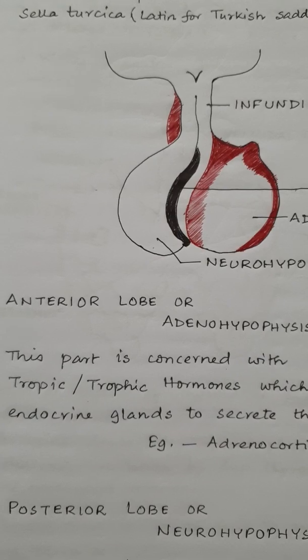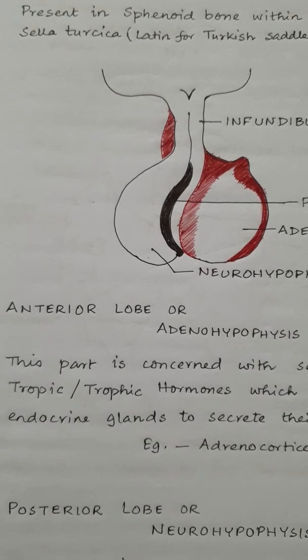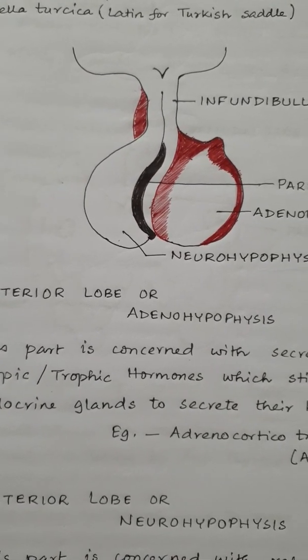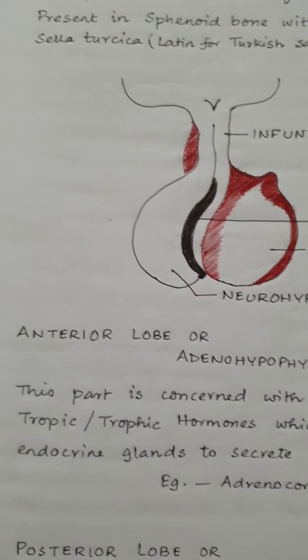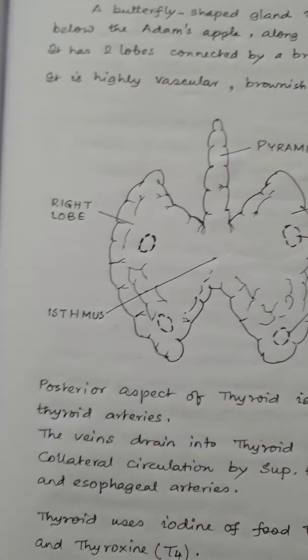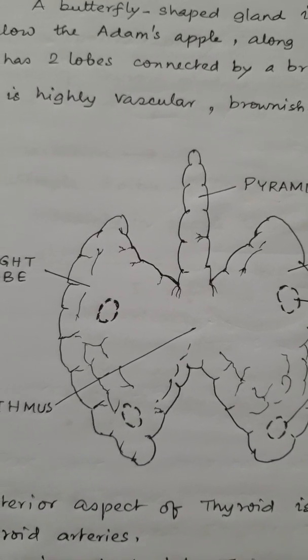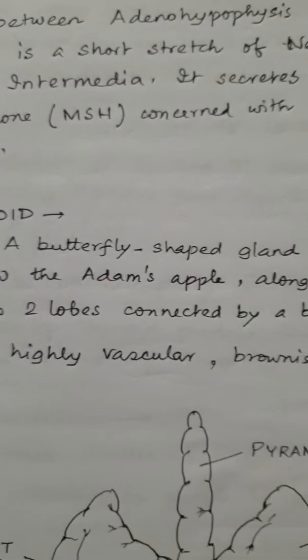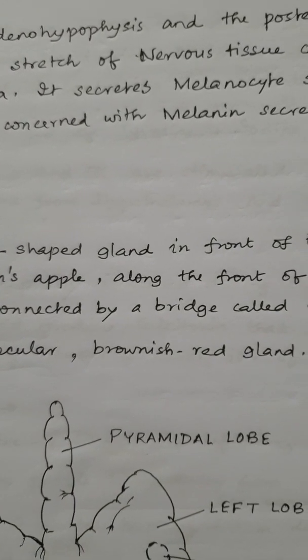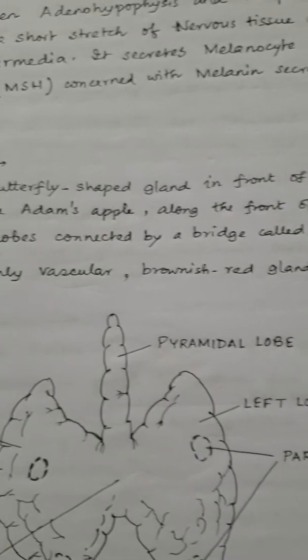The second lobe is the posterior lobe or neurohypophysis. This part is concerned with releasing of neurohormones like vasopressin or ADH from both the sexes and oxytocin in females only. In between the adenohypophysis and the neurohypophysis, there is a short stretch of nervous tissue called pars intermedia. It secretes melanocyte stimulating hormone called MSH, which is concerned with melanin secretion from the skin.